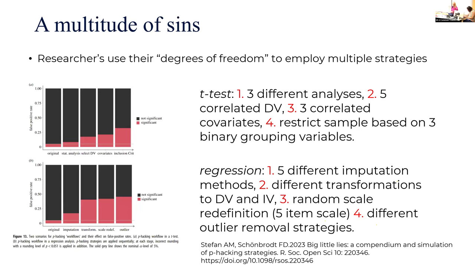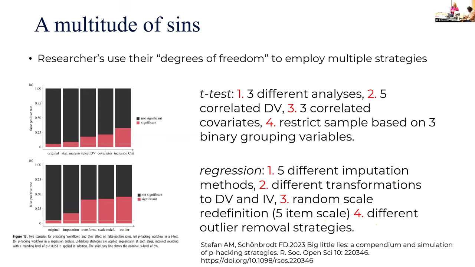And here's another study that looked at what happens to the false positive rate as you do a number of these, because as I mentioned, people don't just generally do one of these. They keep doing them until they get the result that they want. So for example, in this simulation, they started with the t-test. They did three different types of tests to look at independent groups. So I think they did the t-test, the Welch test, and the Mann-Whitney. They looked at five correlated dependent variables and picked the one that gave the best result. Then they looked at three correlated covariates and again picked the one that gave the best result. They restricted the sample based on three different binary grouping variables as well, and then the false positive rate has gone up quite a bit.